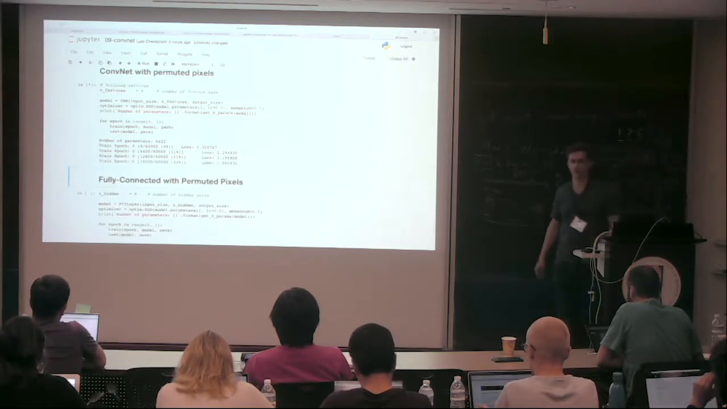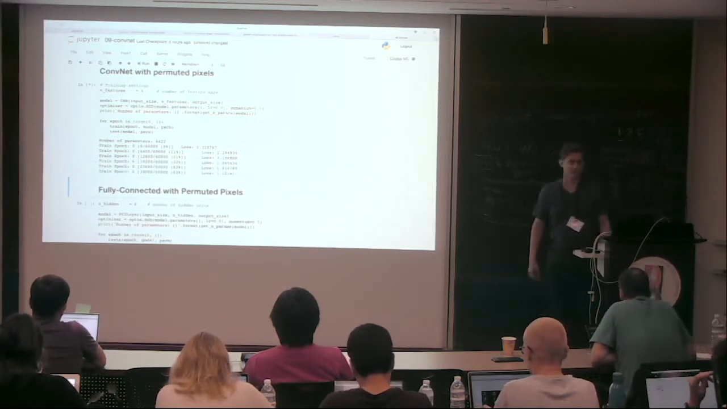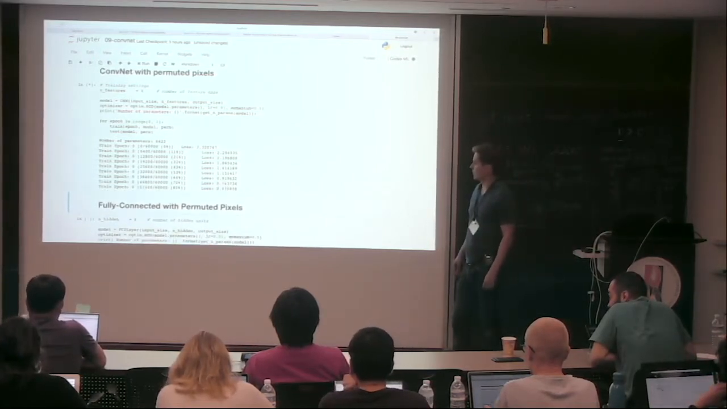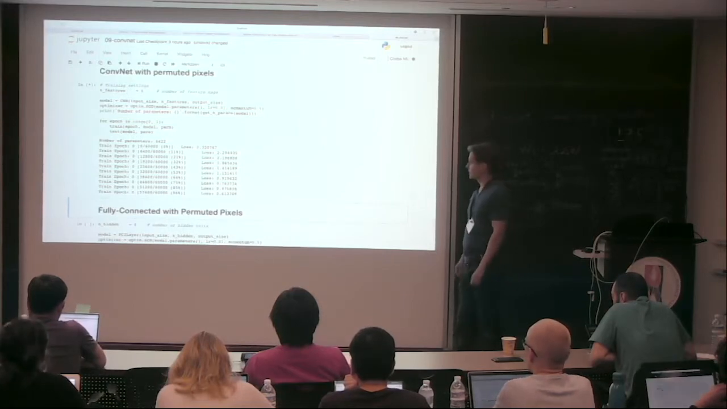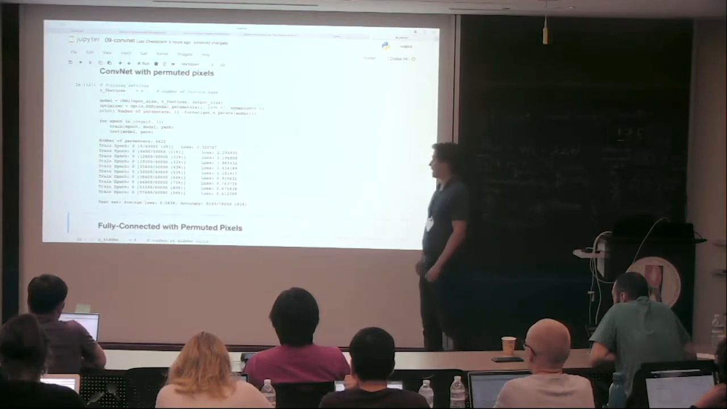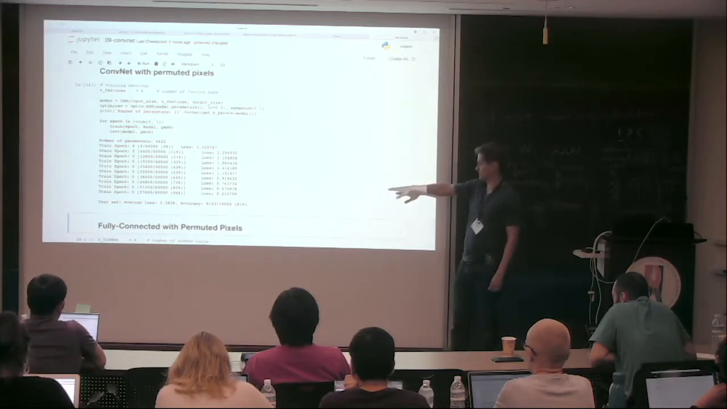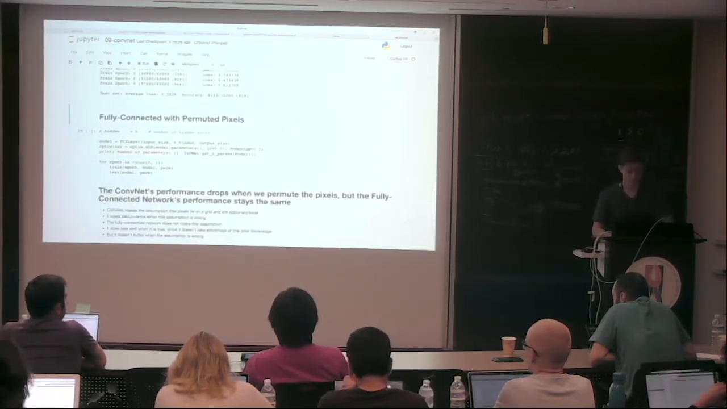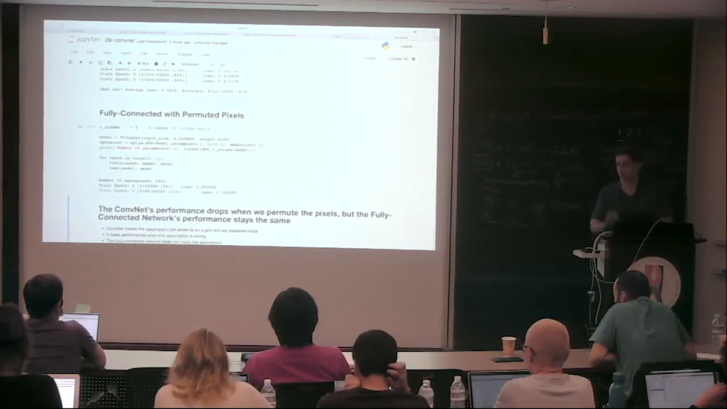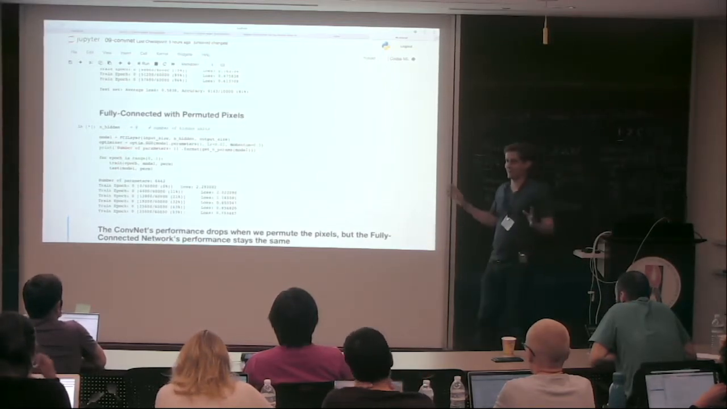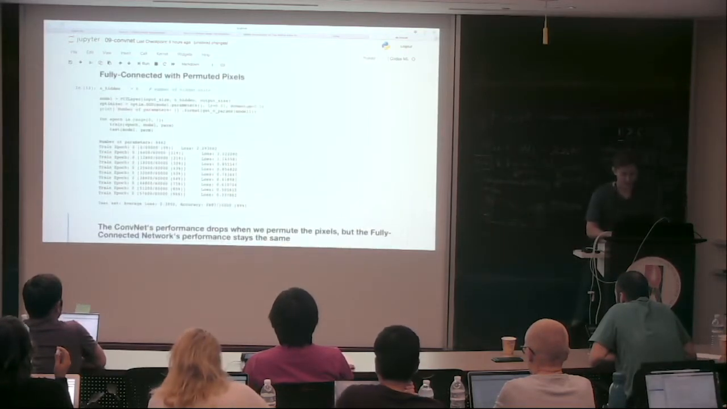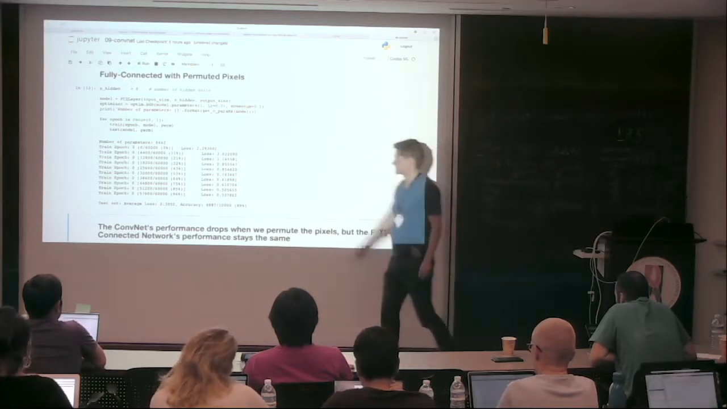We simply train the convolutional neural net on the data with permuted pixels, and here's what we get. The training loss is reducing and the training accuracy was good, but the test accuracy was 80%. I would say that's quite high for images that look like that. Let's see how the fully connected network performs. It's 89%.